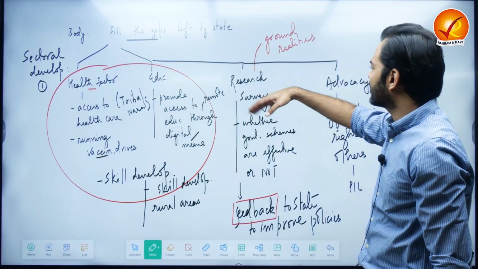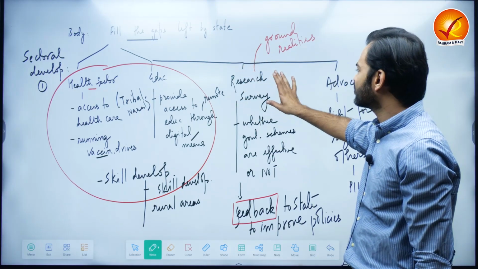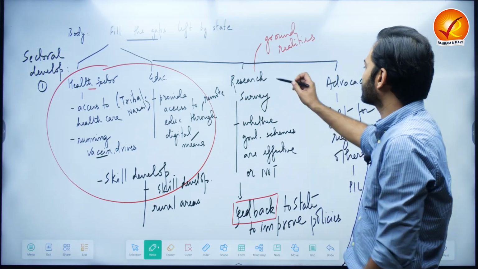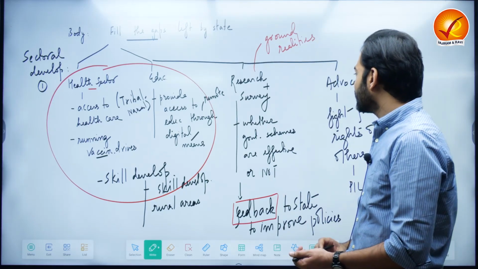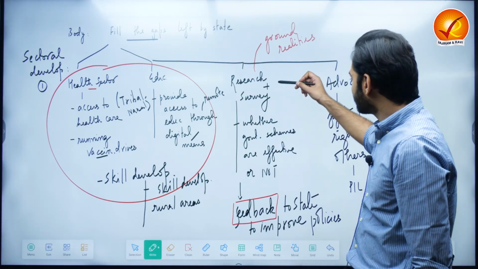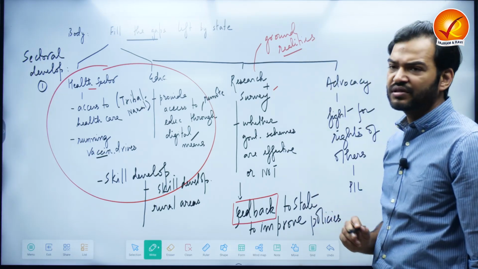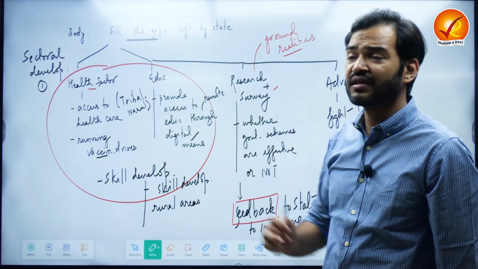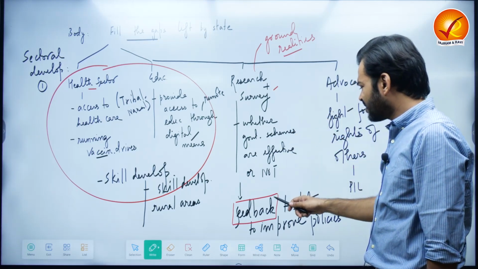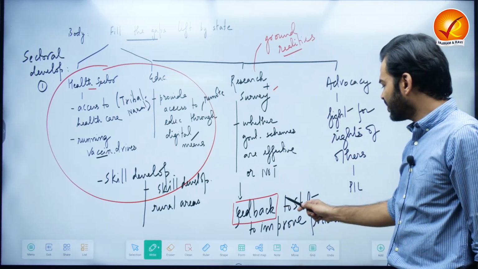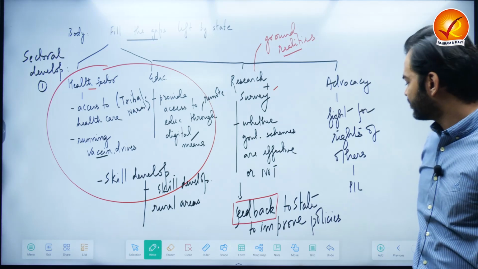Then many public charitable trusts also conduct a lot of research and surveys. Their main task is doing research and surveys. Through research and surveys, they come to know about the ground realities, whether the government welfare schemes are effective or not. After doing the survey, they prepare a report, and the report acts as feedback for the state to improve policies.